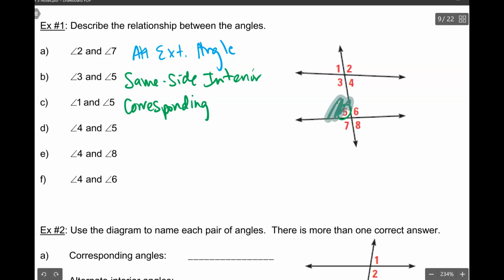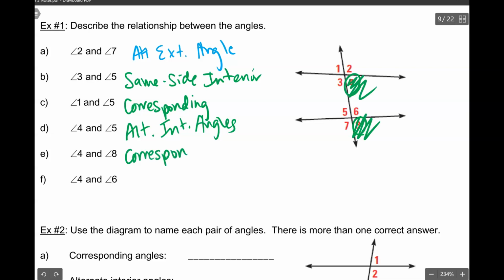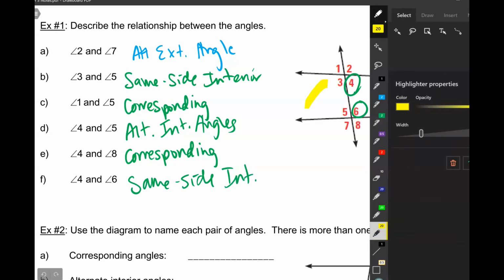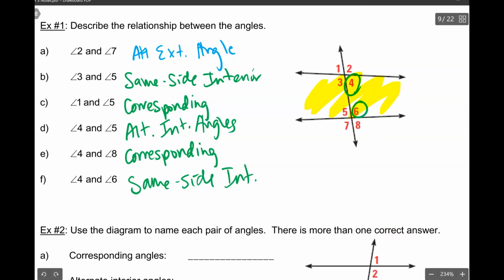4 and 5 are both interior angles, but they're alternate interior angles because they're on opposite sides of the transversal. 4 and 8 are corresponding. They're both the bottom right corner of the intersection. And then 4 and 6 are same side interior. They're on the same side of the transversal, and they're both interior angles. They both are sandwiched between the two lines that are being crossed.